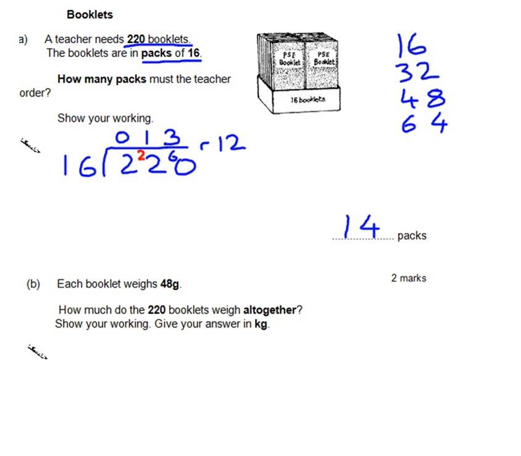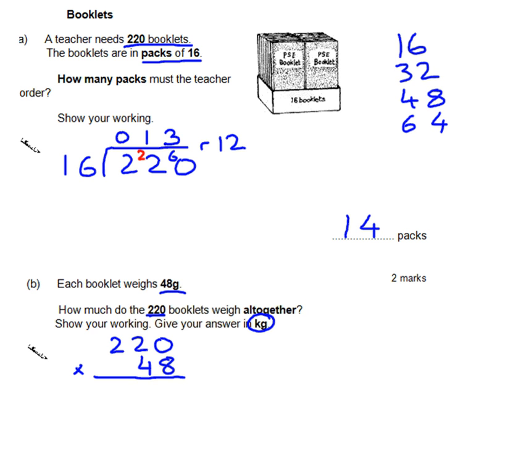The second one, the booklet weighs 48 grams. Okay, and they've got their 220 booklets. Now, exactly how much is it going to weigh in total? Well, we need to do this with a multiplication, because 220, each one of them is 48, and that will give us our answer in grams, remembering at the end to turn it into kilograms. We'll deal with that later.